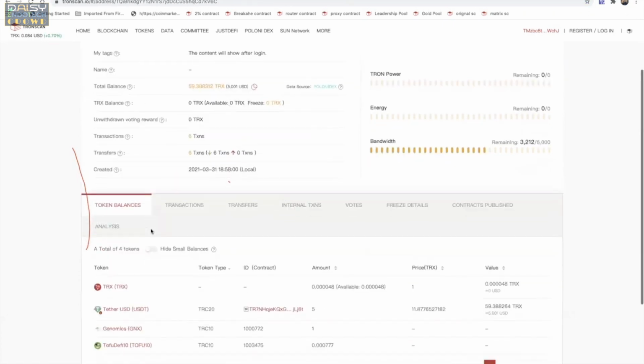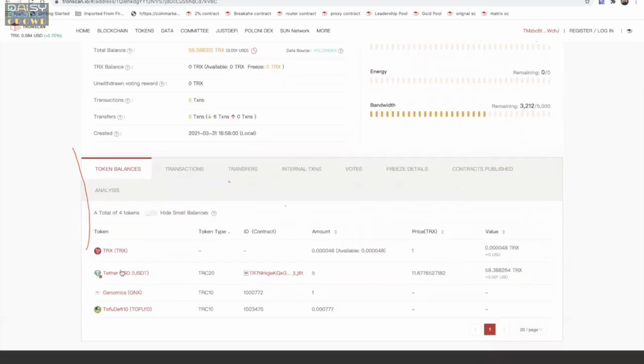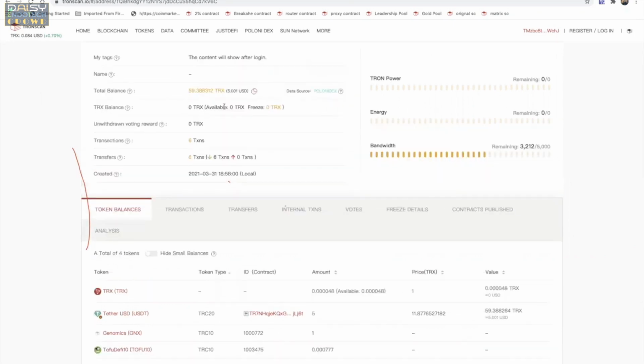If you go over here and you look, they have Tether. They have the equivalent of 59 Tron. So this member thinks they have Tron because in their TronLink wallet it shows 59 TRX, but they don't have 59 TRX. They have 0 TRX. What they have is the USDT token, $5, that's equal to 59 Tron. Does that make sense, guys? Here they have 0 Tron available.